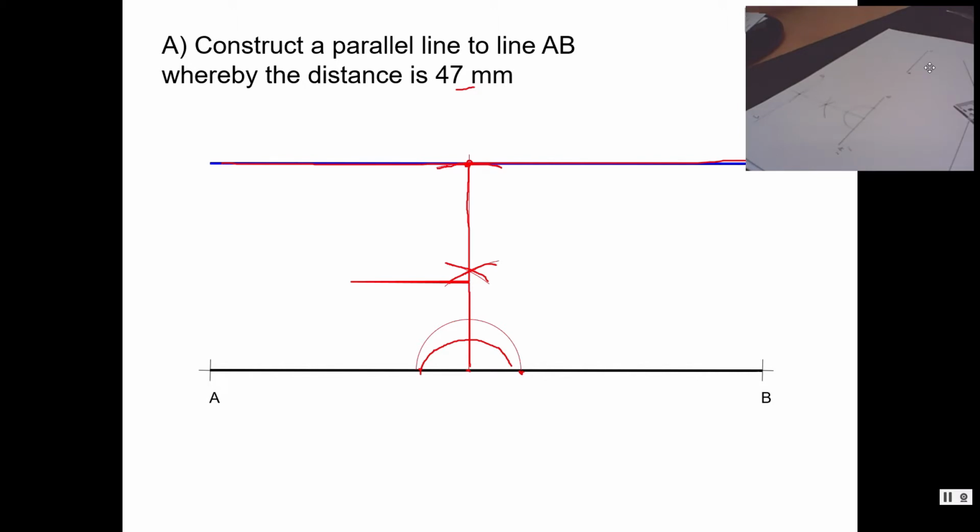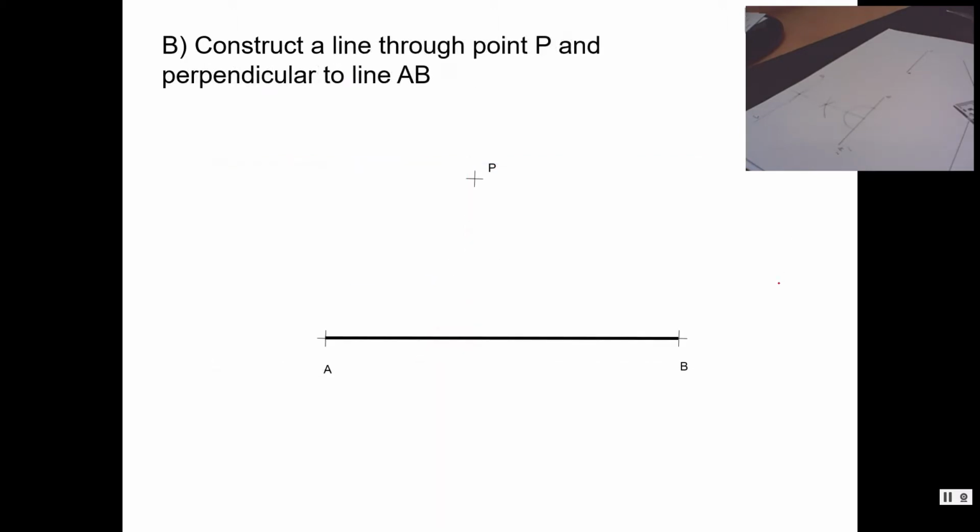Let's just move to activity 2. Okay, for this one, construct a line through point P and perpendicular to line AB. So we have the AB line again, and then we have one point P here. So we want to construct a line through point P that is perpendicular to the line AB. So we're just going to watch the video.